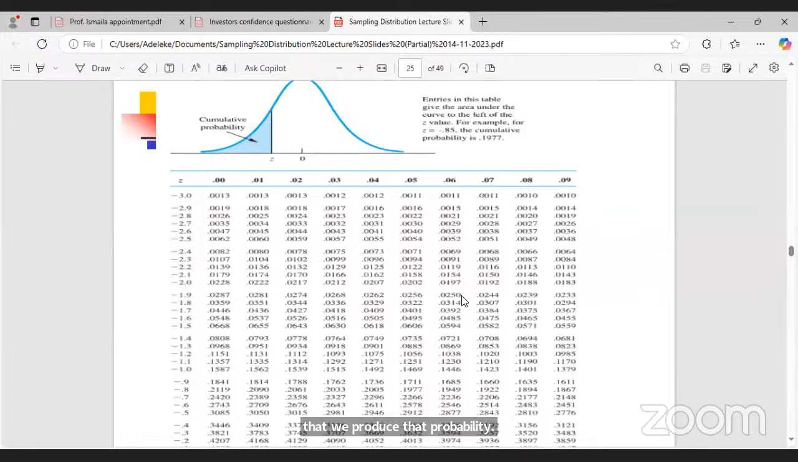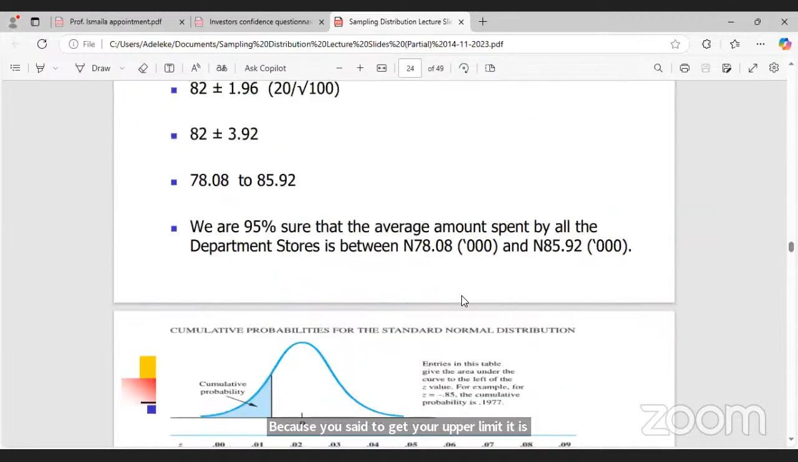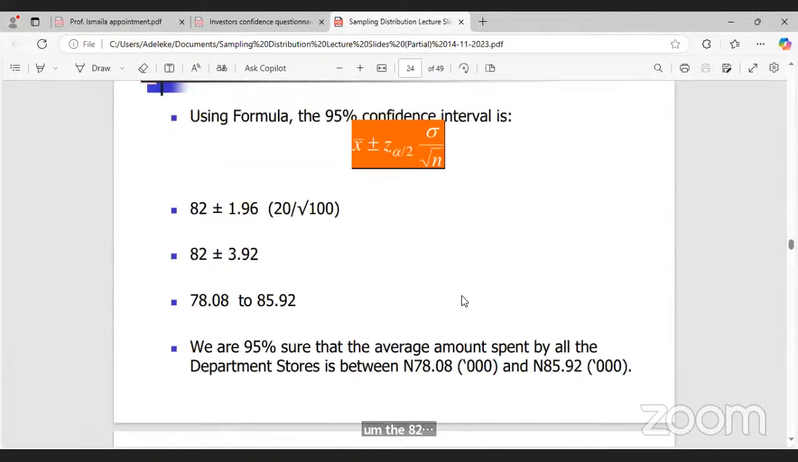Yes, go ahead. Sir, does that mean that the minus 1.96 that we are going to add to the 82, the upper limit is going to be lower than the lower limit? No, the upper limit here is 85. Since that negative sign will change, because you said to get the upper limit, it is the 82 plus 1.96, but it is minus 1.96.